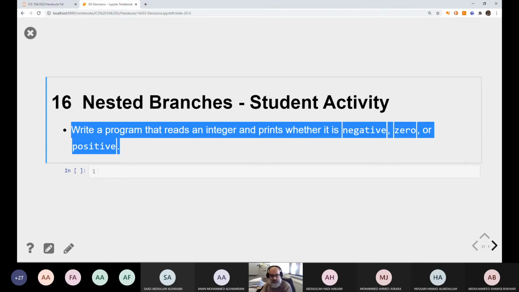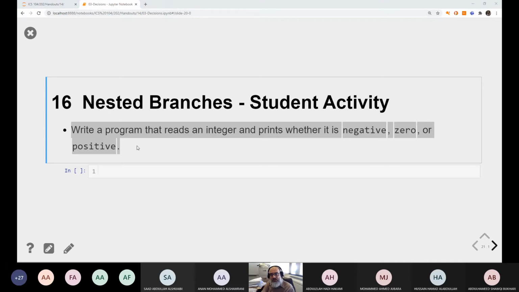I'll give you a couple of minutes. Write a program on the chat. Copy paste. Maybe the indentation will not be copied for some reason. I'll do that on my own.